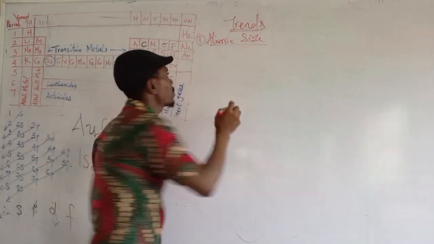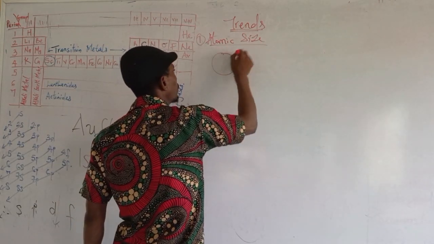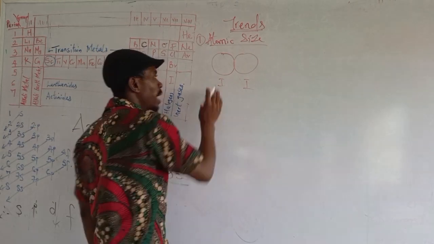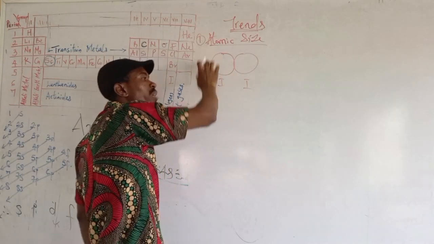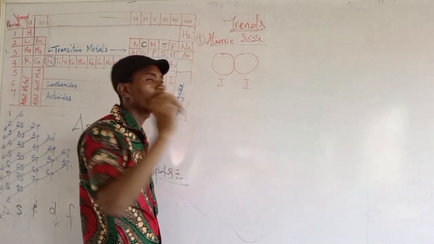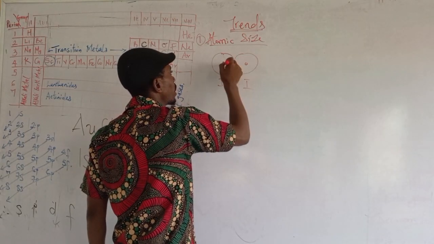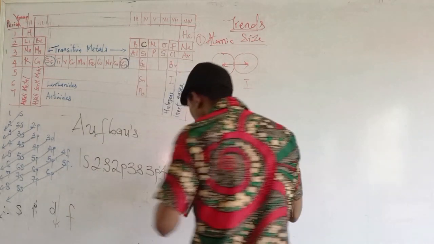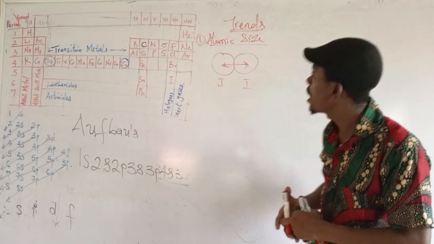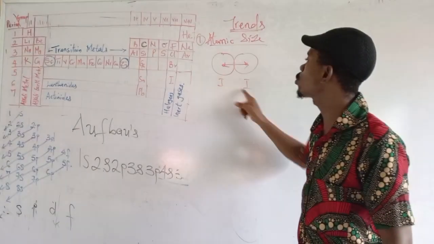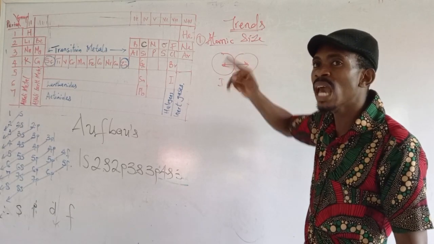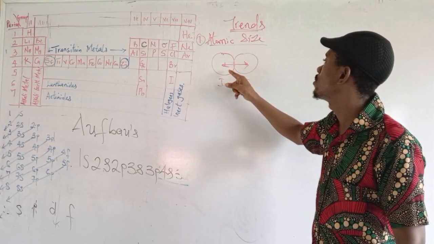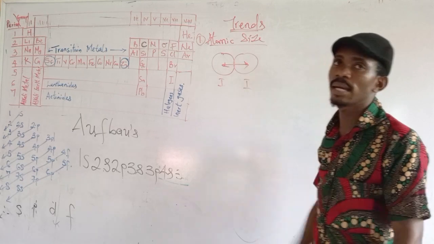The atomic size, let's see, we have something like this. This iodine atom is covalently bonded to another iodine atom to form an iodine molecule. This is the distance between the two nuclei. So the atomic size is actually the distance between the nuclei of two same, S-A-M-E, covalently bonded atoms.